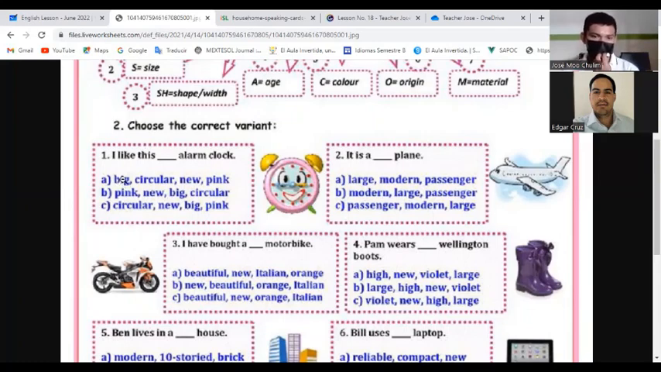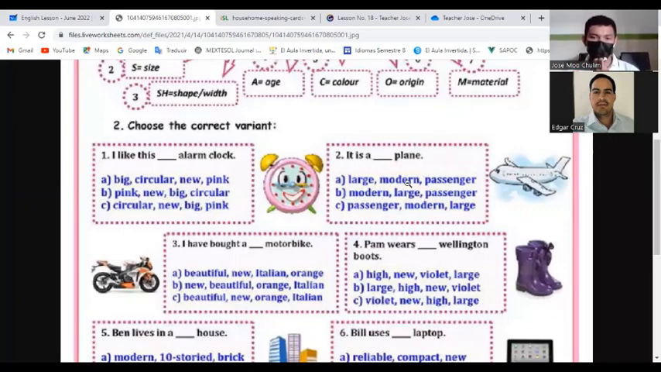Here we are talking about the size, the shape, the age, and the color. Yes, it's correct. The first one that you mentioned is correct. Big, circular, new, pink alarm clock. Entonces estaríamos hablando, a mí me gusta este reloj circular, grande, nuevo y rosado. Okay, so that was the first activity.